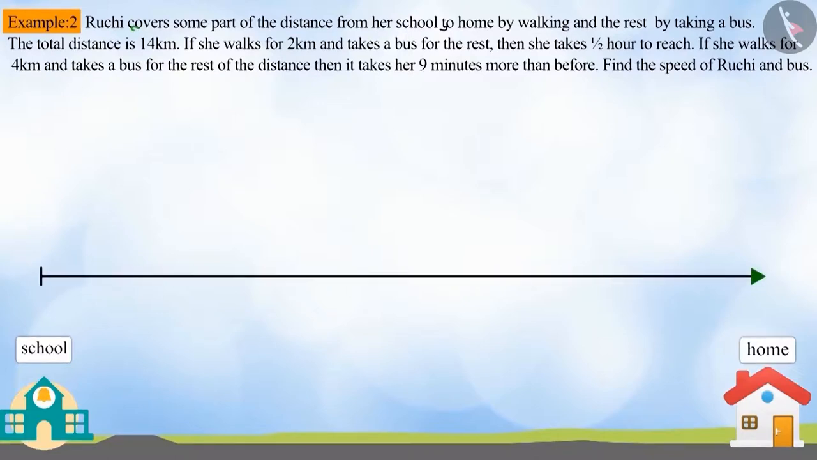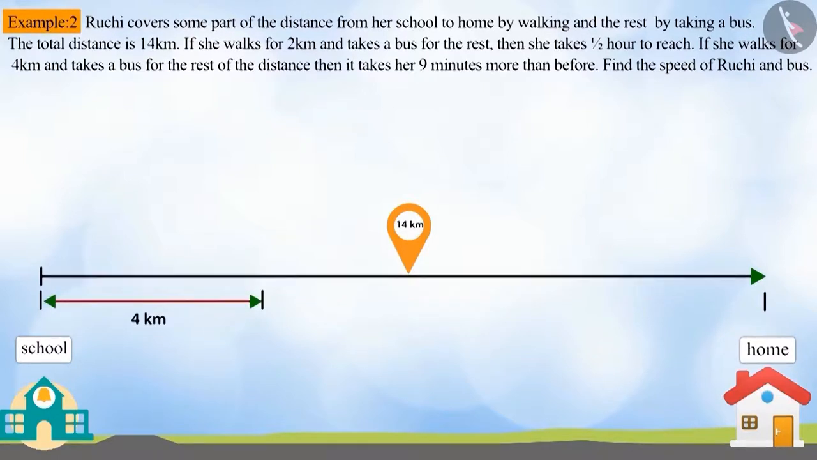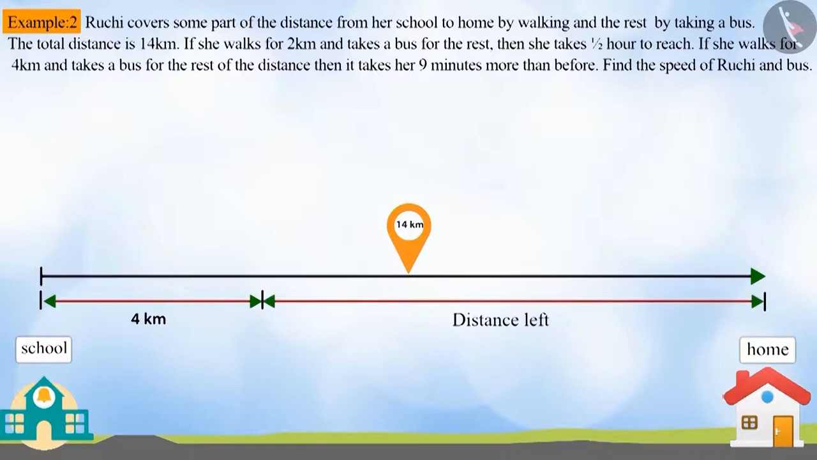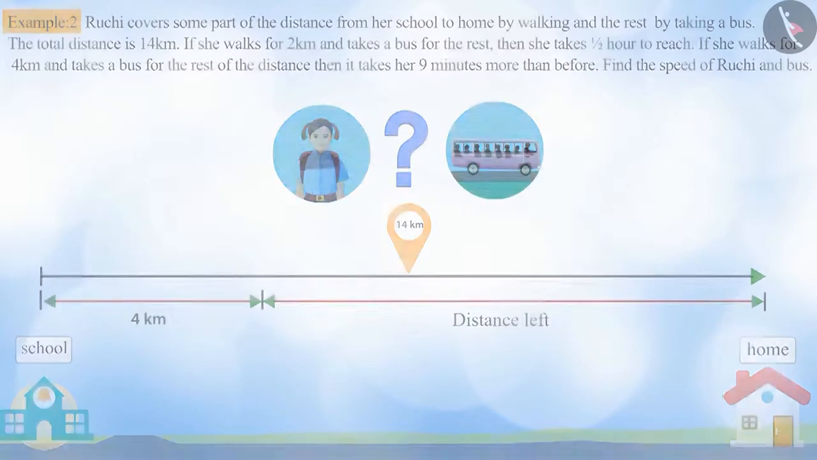Ruchi covers some part of the distance from her school to home by walking and the rest by taking a bus. The total distance is 14 kilometers. If she walks for 2 kilometers and takes a bus for the rest, then she takes half an hour to reach. If she walks for 4 and takes a bus for the rest of the distance, then it takes her 9 minutes more than before. Find the speed of Ruchi and the bus.